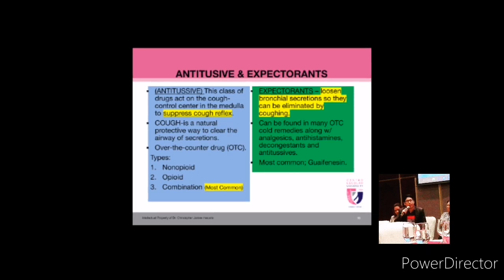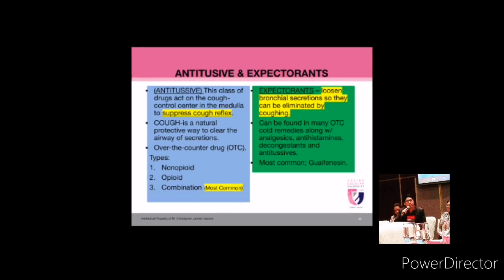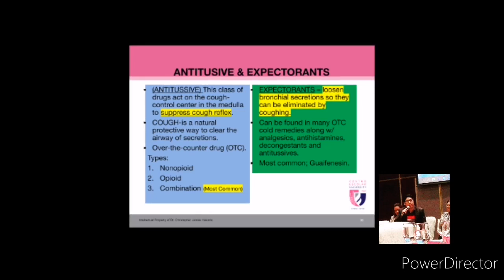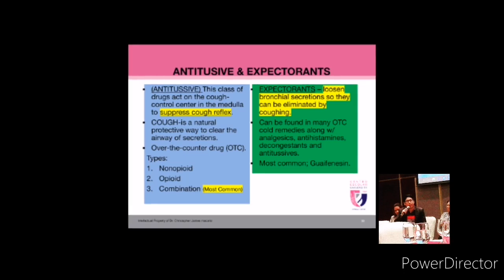On the other hand, expectorants loosen bronchial secretions so they can be eliminated by coughing. Ito yung sinasabi natin pagka yung mucus, yung masyadong malagkit. Okay? Ayaw lang kahit na umuubo ka na, ayaw pa rin mawala. And so you take expectorants, or ito yung binibigay ng doktor, so that yung mga pesting mucus na very makapit can be expectorated. Can be found in many OTC cold remedies along with your analgesics, antihistamines, decongestants, and antitussive. And the most common is your guaifenesin.